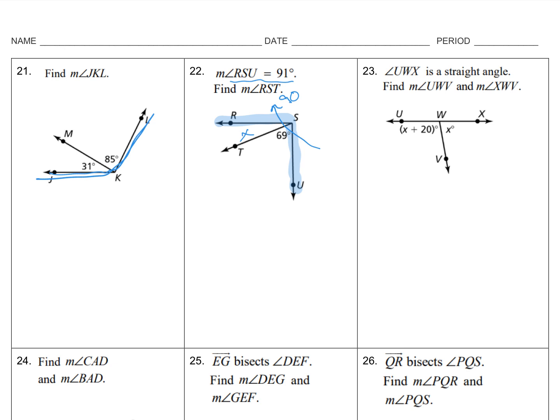23, it says it's a straight angle. So a straight angle is 180 degrees. So this plus this equals 180. So you're just going to write that equation and solve. And once you know what the x is, you're going to plug it back in and find the 2 pieces.